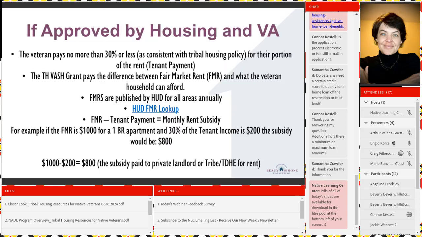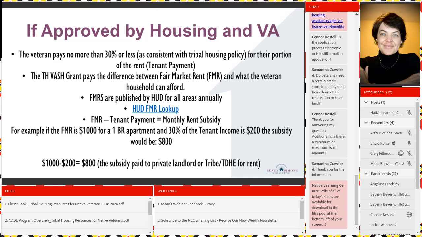If approved by the housing and the VA, the regulations on the VASH side is that the veteran pays no more than 30% for their portion of the rent. So in HUD speak, it's a little different from ONAP speak. 30% is the industry standard for rental subsidies, what's considered affordable is 30% of their income.